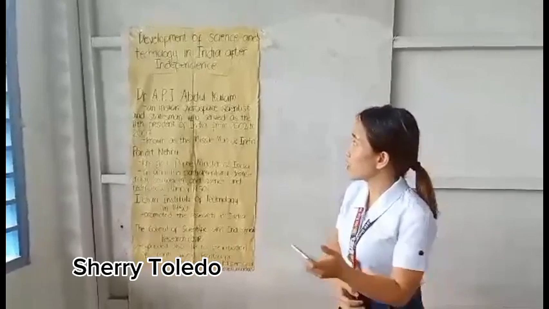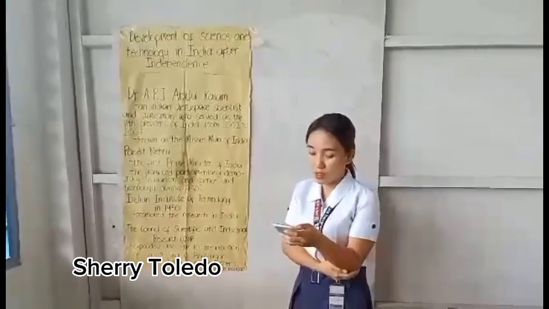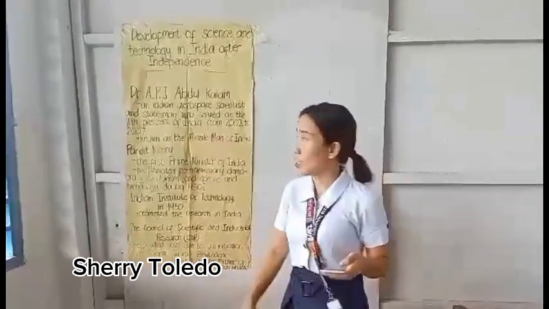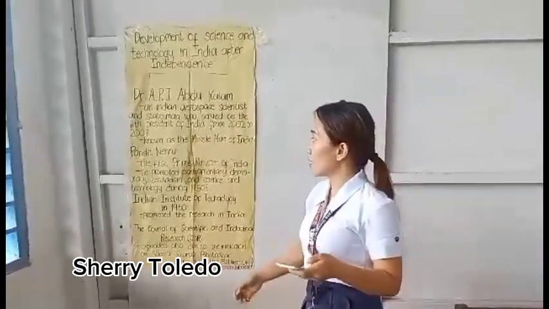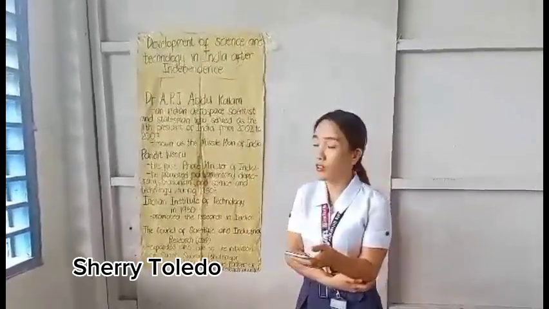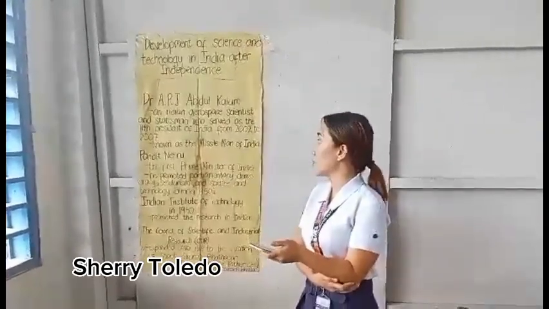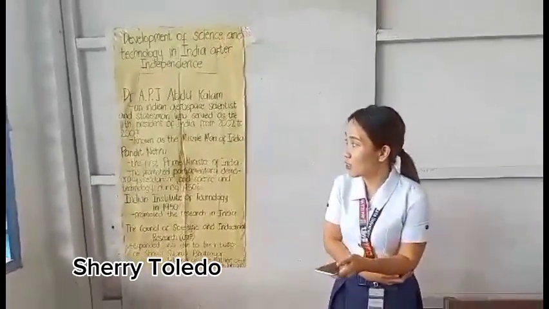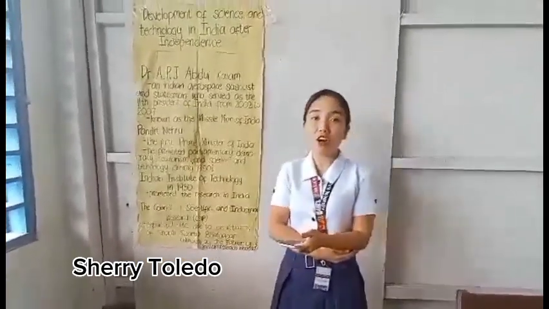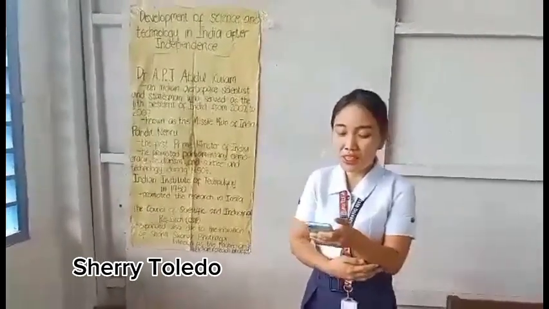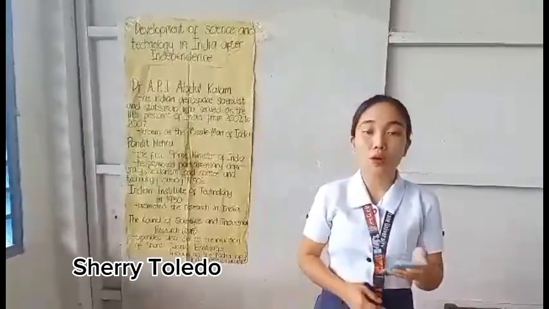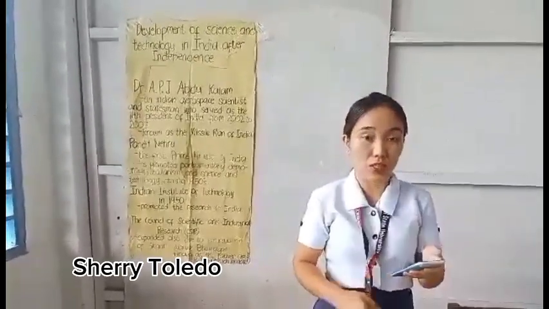Development of science and technology in India after independence. India is the country of Dr. APJ Abdul Kalam. He is an Indian aerospace scientist and statesman who served as the 11th president of India from 2000 to 2007. He is also known as the Missile Man of India. India comprises 17% of the world population. It is one of the most densely populated countries in the world.